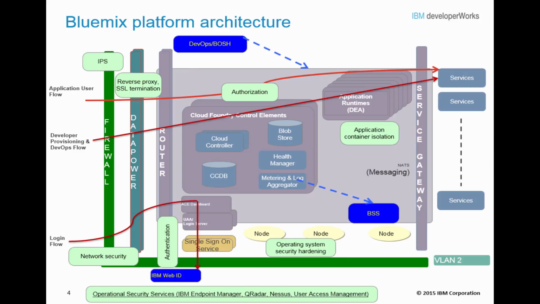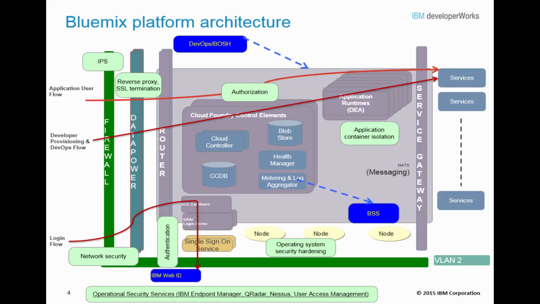Let's look at the Cloud Foundry and Bluemix platform architecture. As you can see, we have multiple layers of security and load balancing built into Bluemix using the Data Power appliance. When a user logs in, the request goes through the firewall and Data Power appliance to the router. The router in turn sends the request to the OAuth 2 server and the login server to authenticate the user.